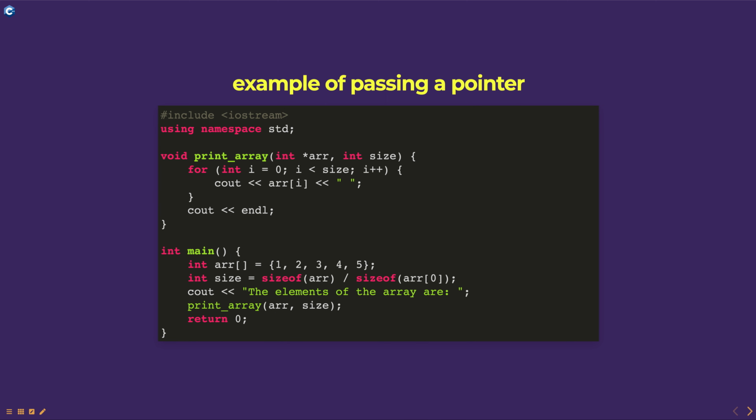When the function is called with arr and size as arguments, the elements of the array are printed to the console. The output of the code is the elements of the array: 1, 2, 3, 4, and 5.